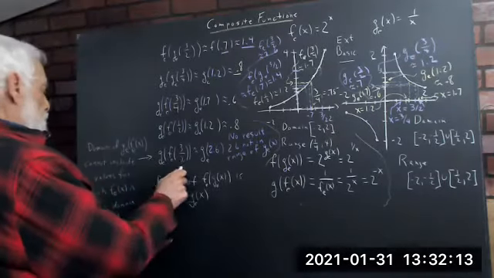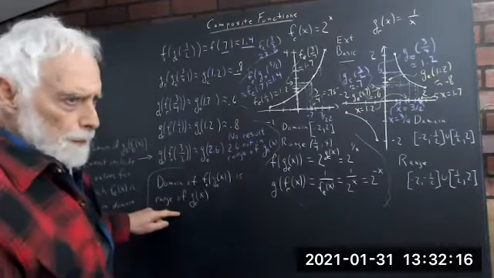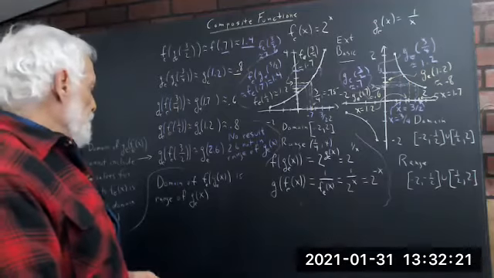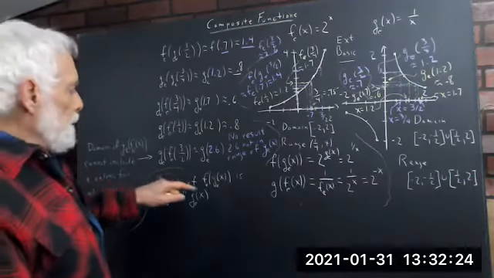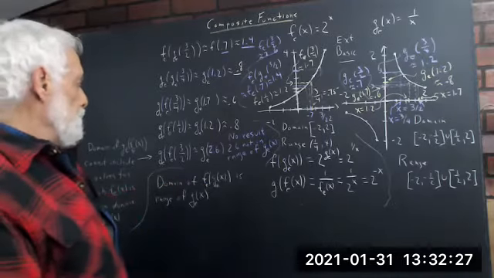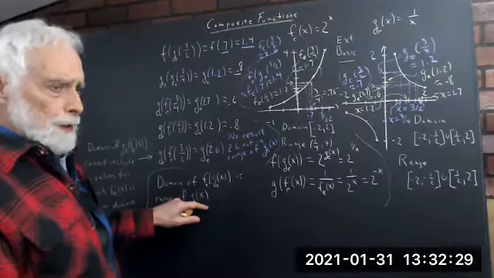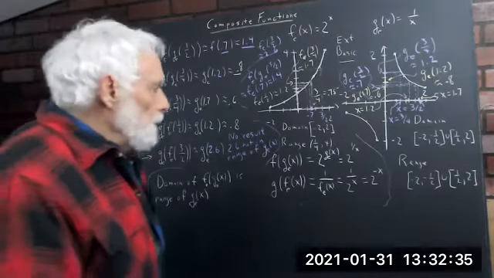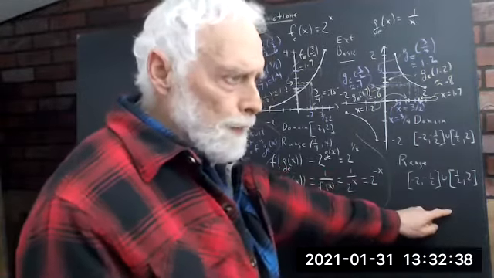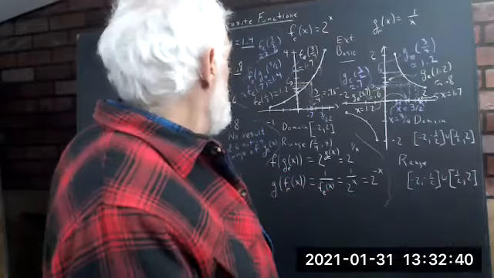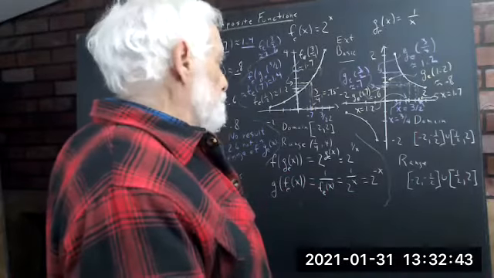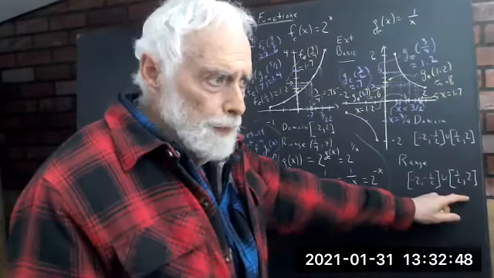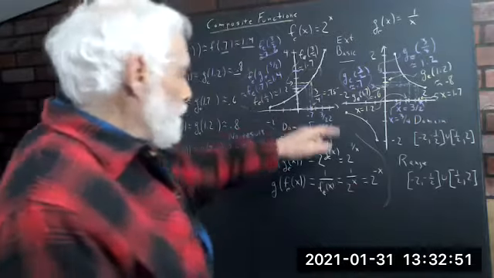Now I've made a statement here. I've not included an example of where this applies. But the domain of f_E of x, in this case, is the range of g_E of x. Because every element in the range of g_E of x is in the domain of f of x.